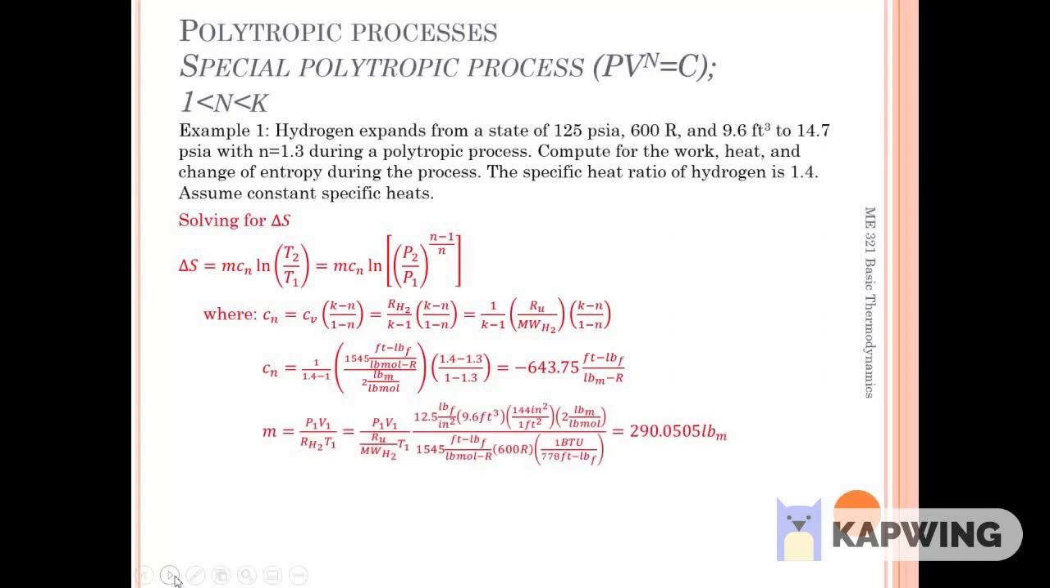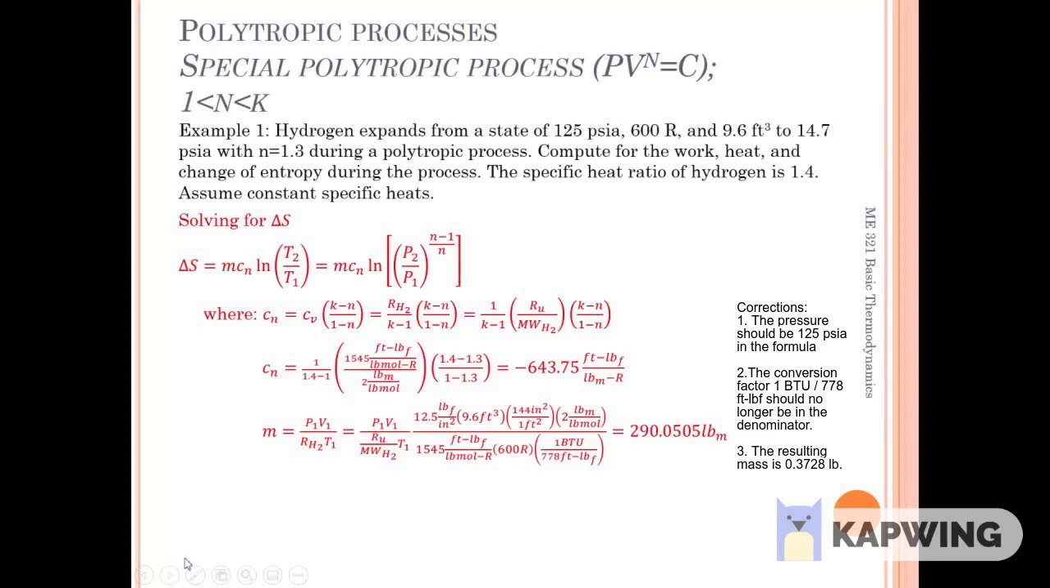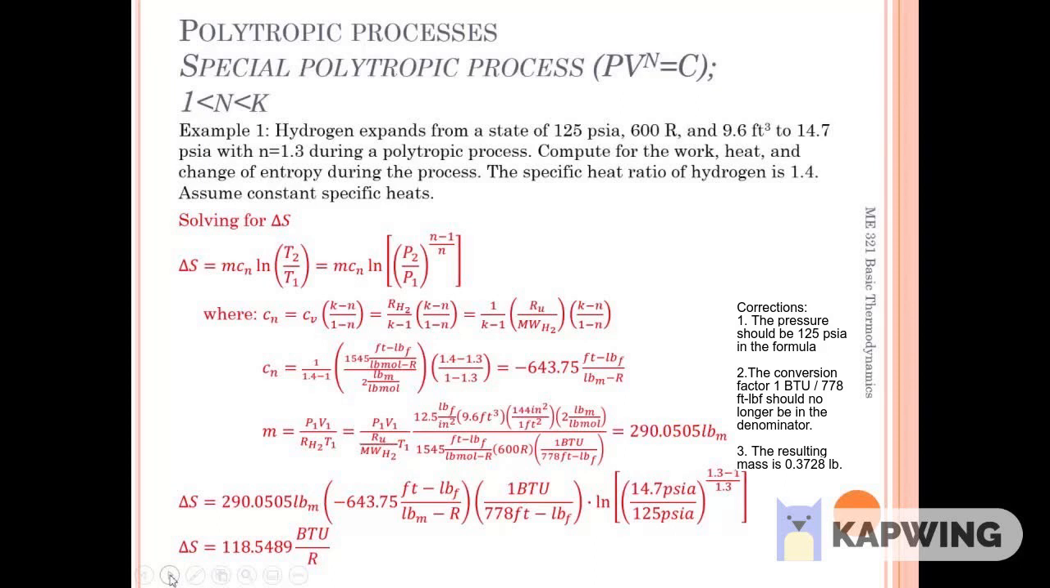Next, we compute for the mass of hydrogen. We can compute for this using the equation of state of ideal gas. By using the given initial pressure, volume, and temperature in our formula, we will get 290 pound mass as the mass of the hydrogen gas. Finally, by substituting all the given and computed values in our formula for delta S and converting foot-pound force to BTU, we will get 118.5 BTU per Rankine as the value of the change in entropy.